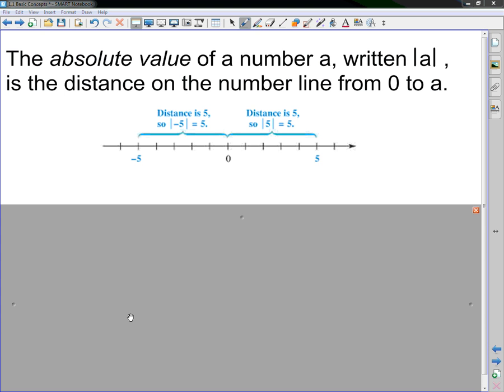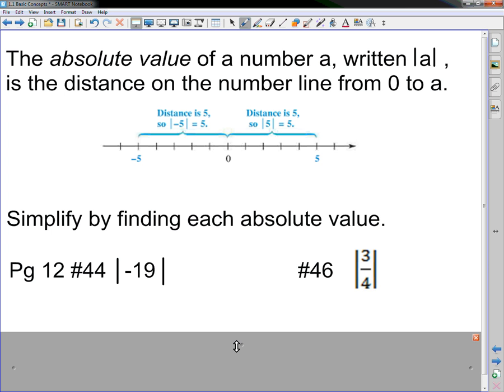The next concept we're going to look at is absolute value. So when we're looking at the absolute value, this is the distance on a number line from 0. So if we look at our value here, and we're talking about -5 and +5, the absolute value of +5 and the absolute value of -5 are both a distance of 5. So that's why both of these are equal to 5. So absolute value is talking about the distance from 0 to whatever we're working with. In this case, it was 5 and -5.